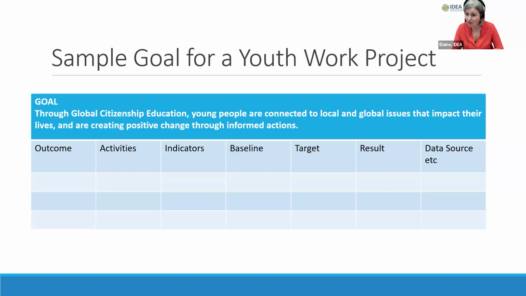You don't have to name the issues that they're going to be working on or the positive change, I suppose, that they're seeking to achieve, but it's a very general statement that then each of the outcome activities, indicators, and so on can connect back into. So it needs to be general enough that it's applicable to a variety of activities and outcomes. And we'll go through that in more detail.